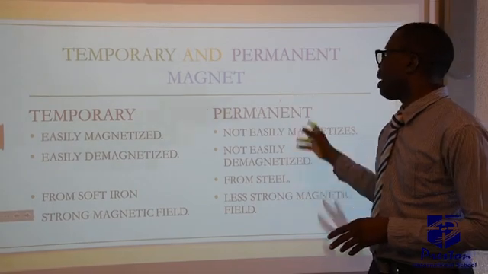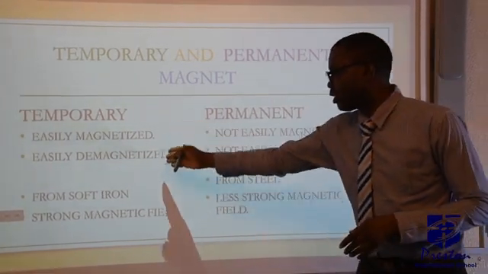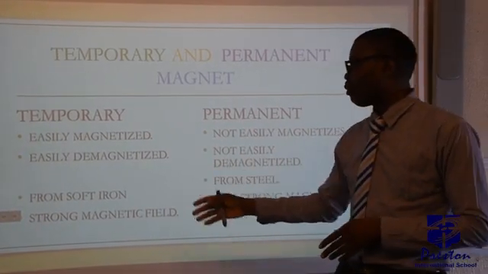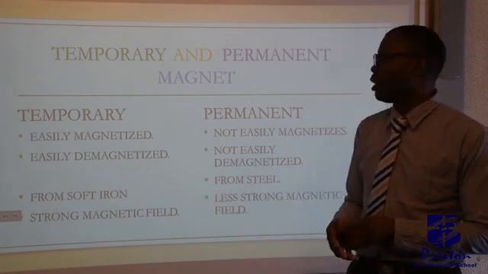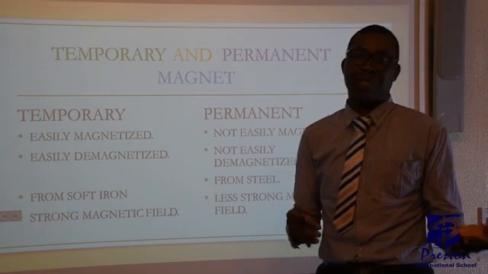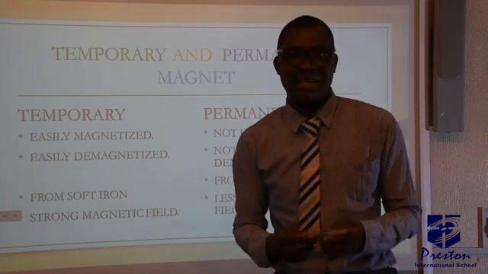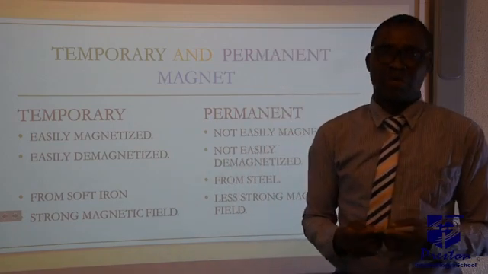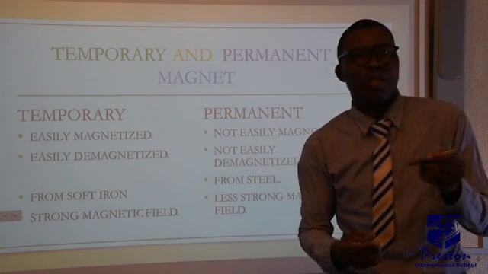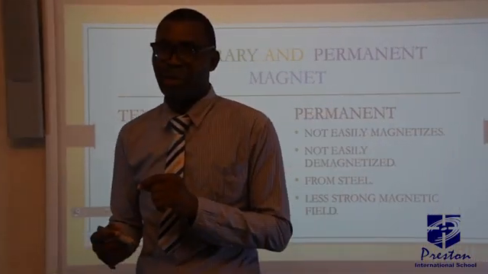Now, temporary and permanent magnets. I'll round up with this today. Temporary magnet. I just wrote out the characteristics here. Easy to magnetize, easily demagnetized, formed from soft iron, and it has strong magnetic property. Now, the permanent magnet is just the opposite of the temporary magnet. A temporary magnet can be easily magnetized and can easily lose its magnetic properties. A permanent magnet is not so easy to magnetize, and it does not easily lose its magnetic properties.